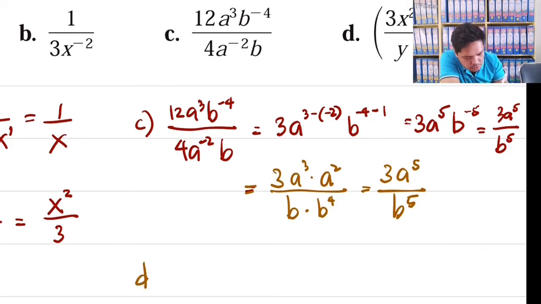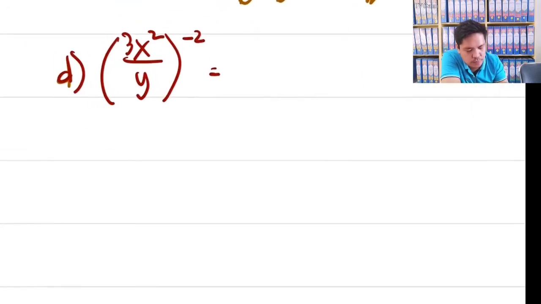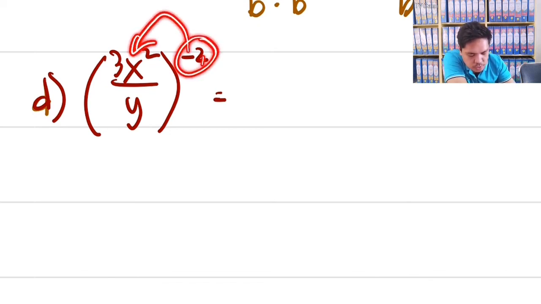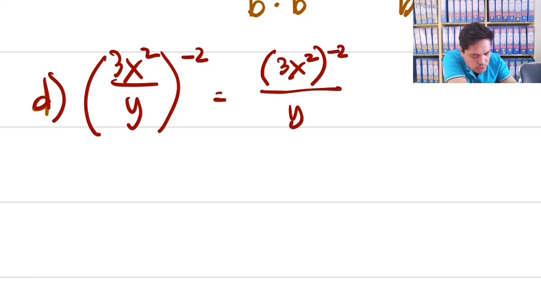Now, how about letter D? Sa letter D, you can solve this in various ways din. For letter D, we have 3x squared over y raised to negative 2. Okay. Anong pwede natin gawin muna? One way of doing this is, ito na lang. We could distribute again. Okay? So, we could rewrite this as 3x squared raised to negative 2 over y raised to negative 2.